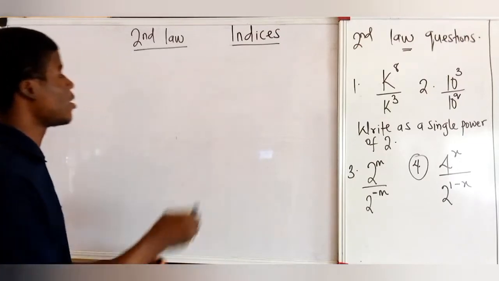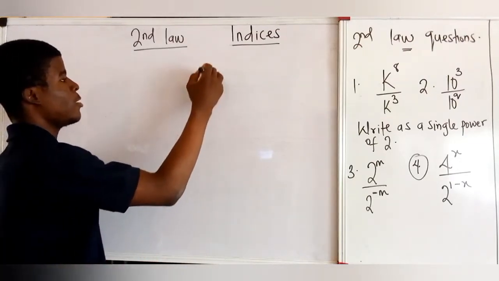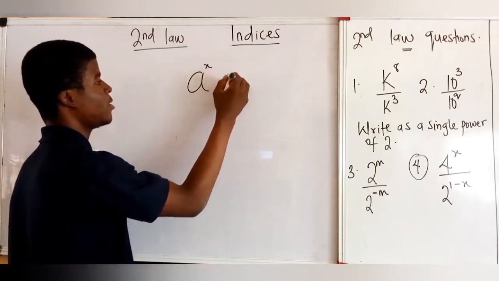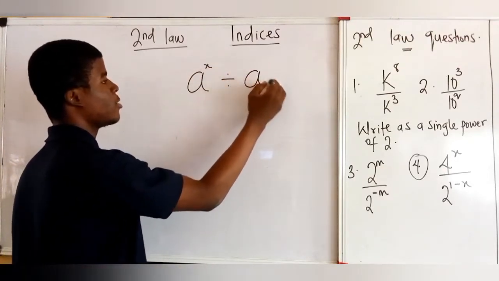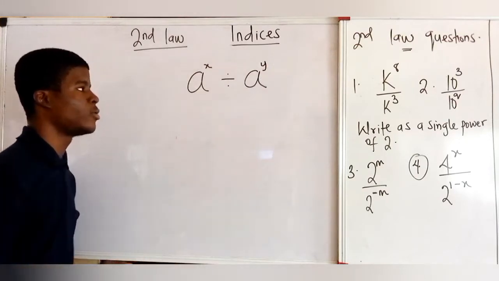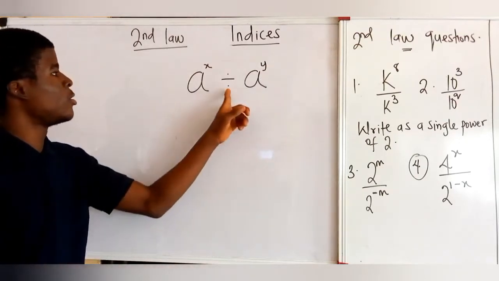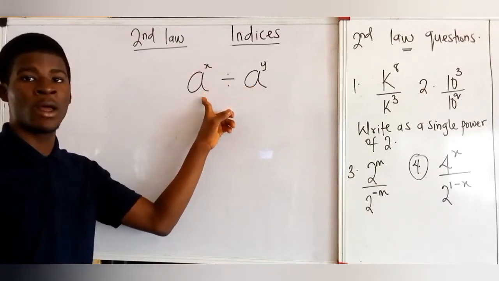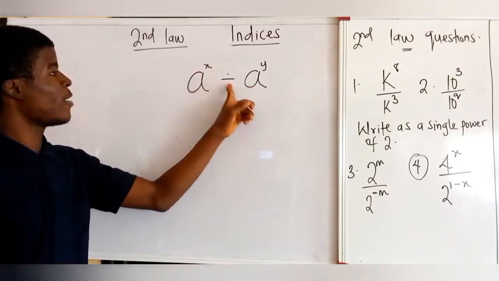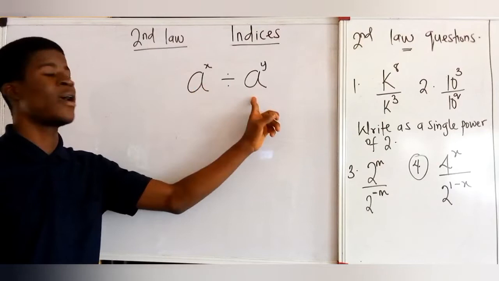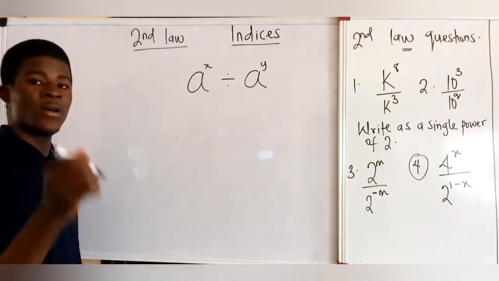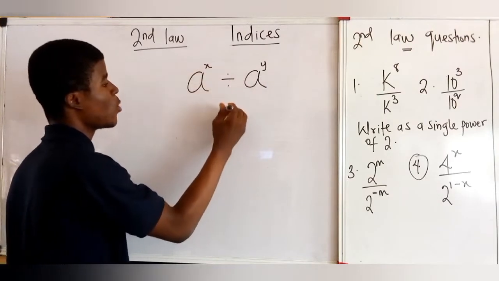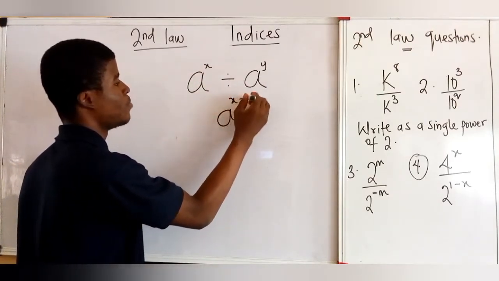It says, if I have a to the power of x, for example, divided by a to the power of y. Now take note, in the first law, there was times here, the two terms multiplying each other. But in this case, I have division here. The first term divided by the second term. So the law of indices states that inasmuch as the bases are the same, pick one base, then subtract the powers.